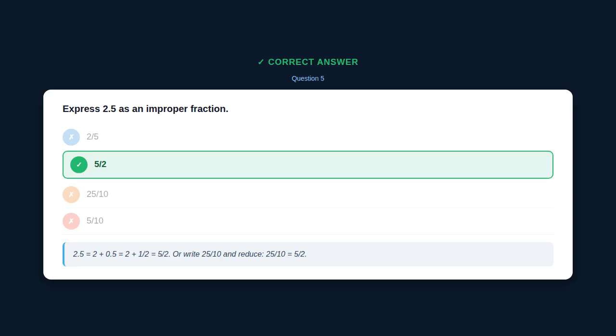2.5 is equal to 2 plus 0.5, which is equal to 2 plus 1/2, equals 5/2. Or write 25/10 and reduce. 25/10 equals 5/2.